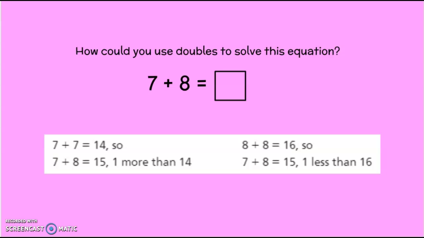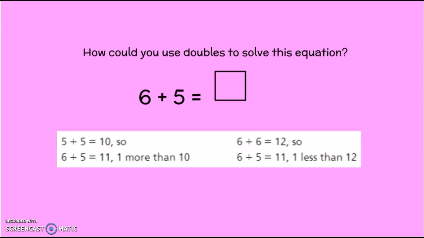How could you use doubles to solve this equation? Again, 7 and 8, just like 7 and 6 were 1 apart, 7 and 8 are 1 apart. So 7 plus 7 equals 14. That must mean 7 plus 8 equals 15, which is 1 more than 14. 8 plus 8 equals 16. So 7 plus 8 equals 15, 1 less than 16. So that's the double minus 1. Here's another one. You might pause and think about this one.